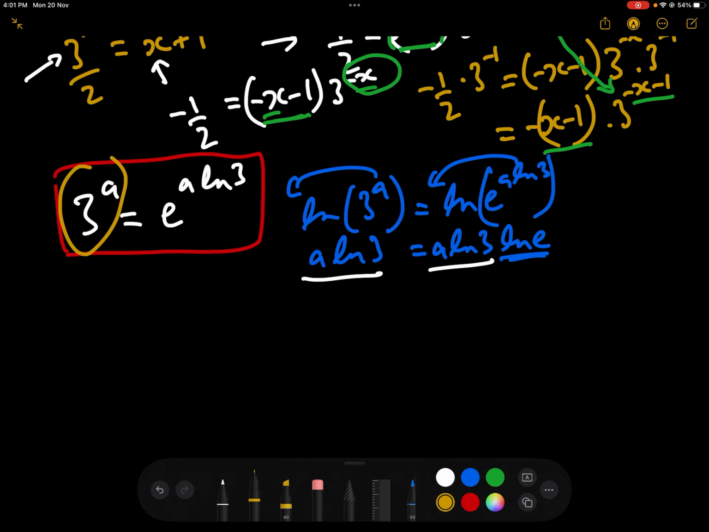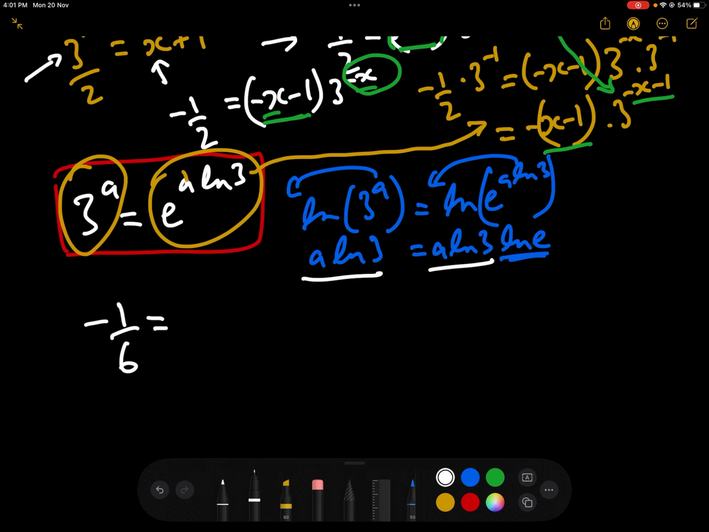So what we can do now, being very careful, is we can put, instead of 3 to the power of a, we can put e to the a log 3 into this equation. So let's just rewrite that equation. So we had minus a half times 3 to the minus 1, well, that's minus a sixth. So minus a sixth equals minus, it's inside the bracket, isn't it? Minus x minus 1 times 3 to the minus x minus 1.